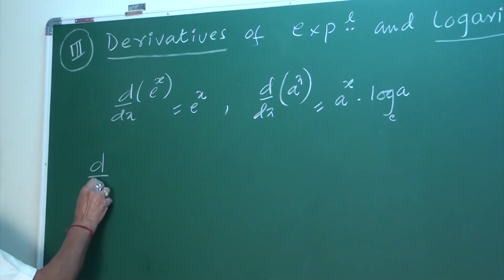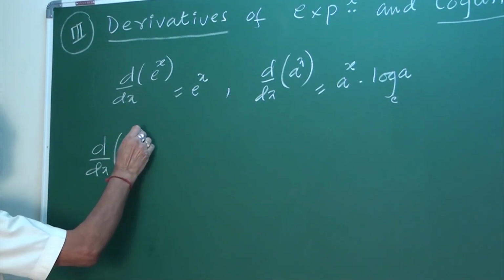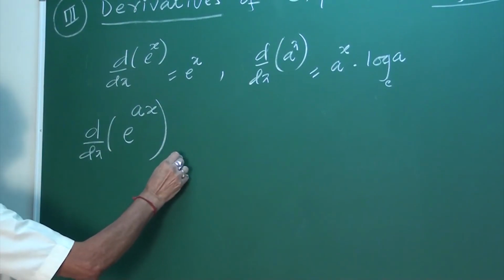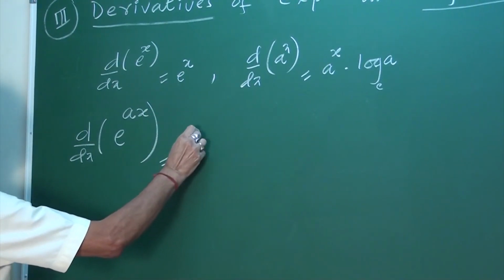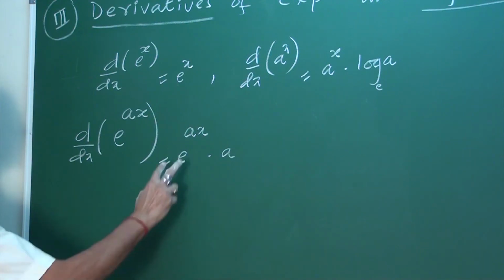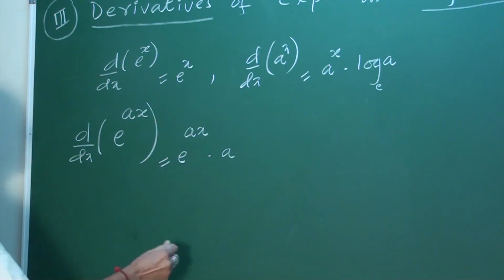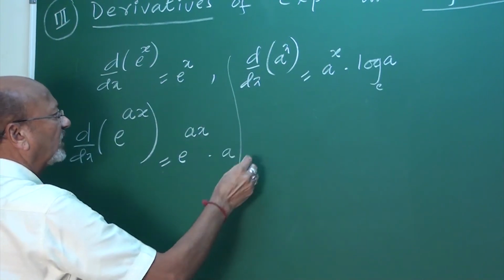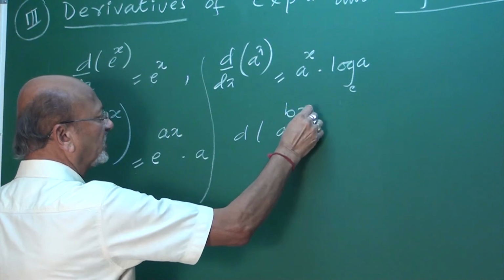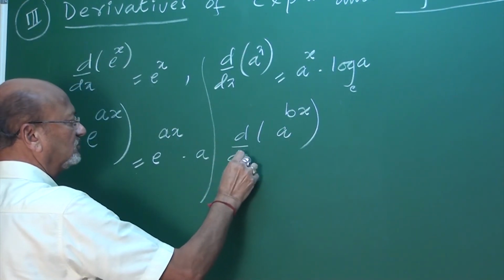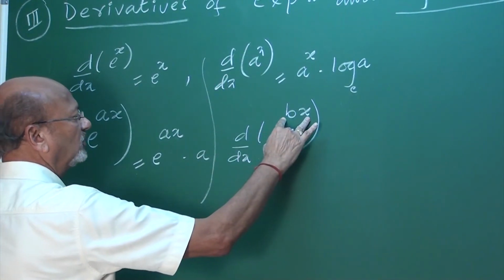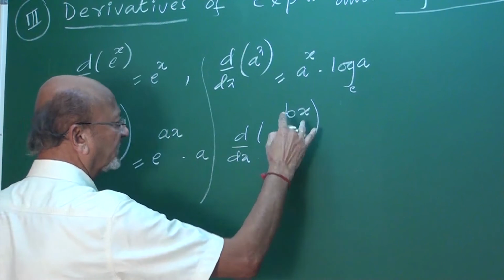And I have done one general one, my friend. It is d by dx of e to the power ax. The power is other than x. Same as it is, then its coefficient or derivative. What is the derivative of ax? a. Like this, even here also, my friend, the derivative of a to the power bx with respect to x. What is the power here? bx. It is other than x.